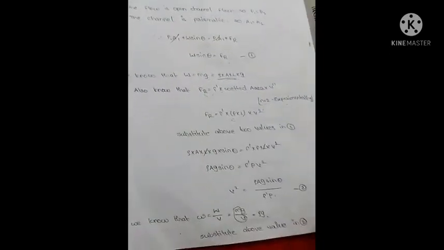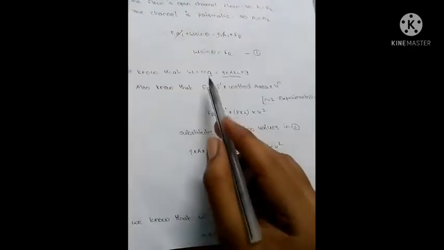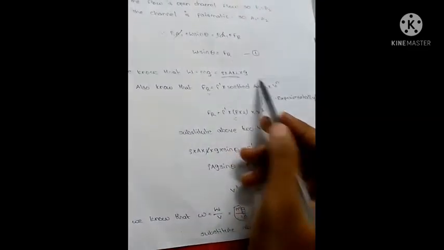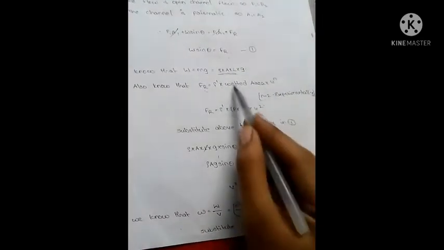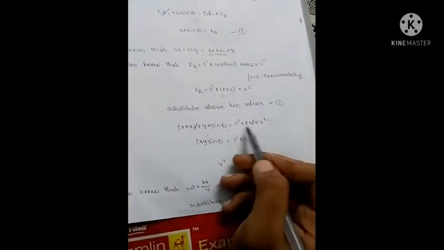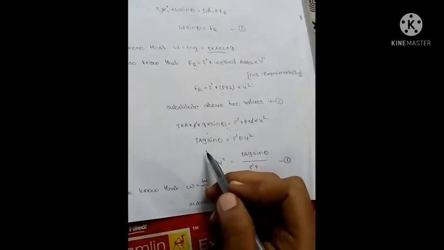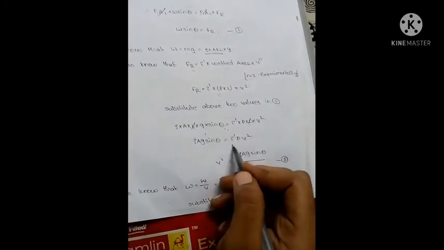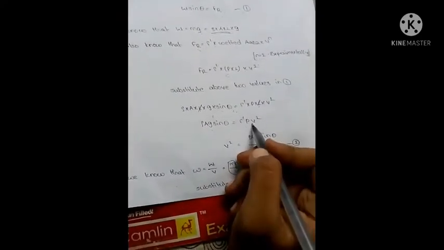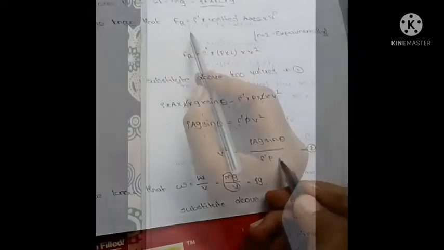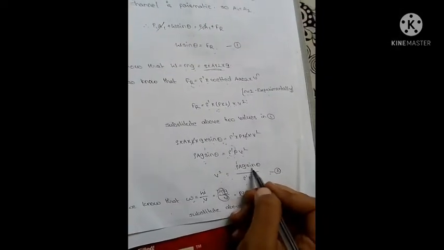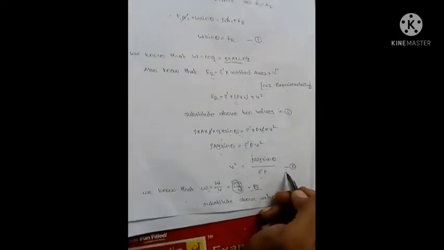Next, substituting these two in equation 1, in the place of W we write rho A L G into sin theta is equal to F dash into P L into V square. Here L and L will be cancelled. Remaining terms are rho A G sin theta is equal to F dash P V square. Here move these two terms to this side. V square is equal to rho A G sin theta by F dash P. Put this as equation 2.